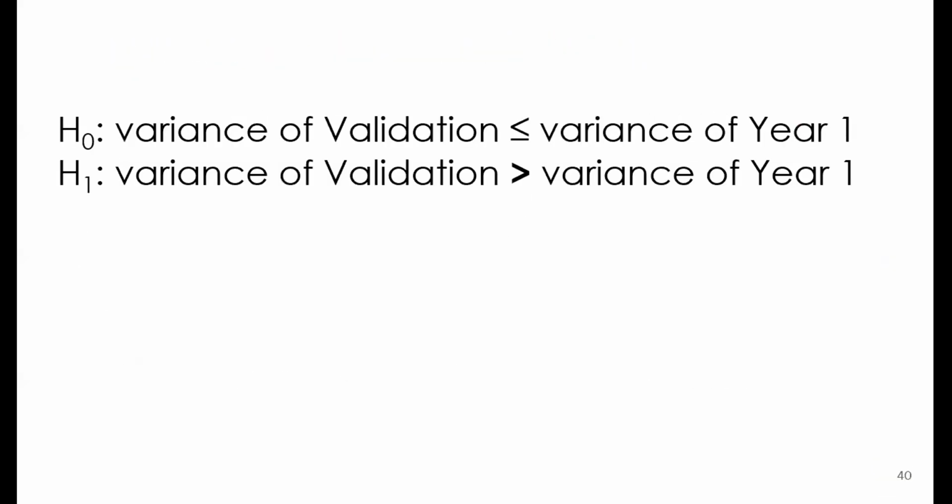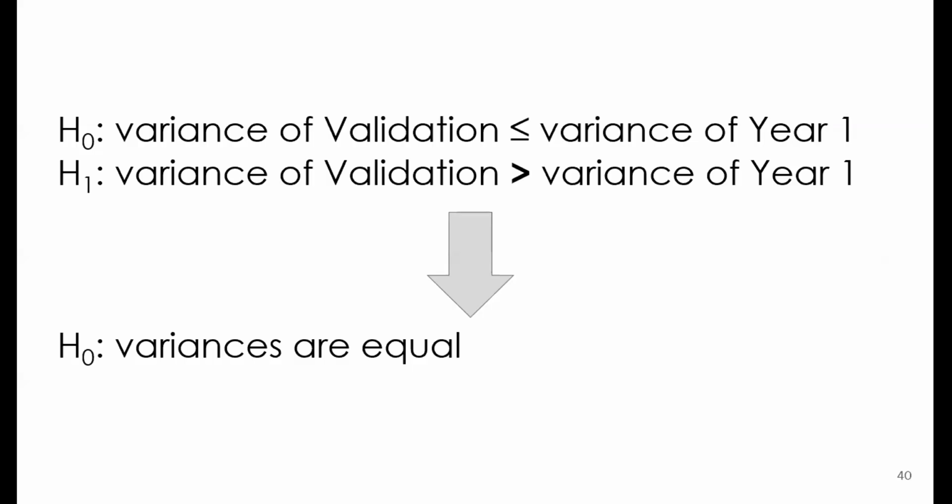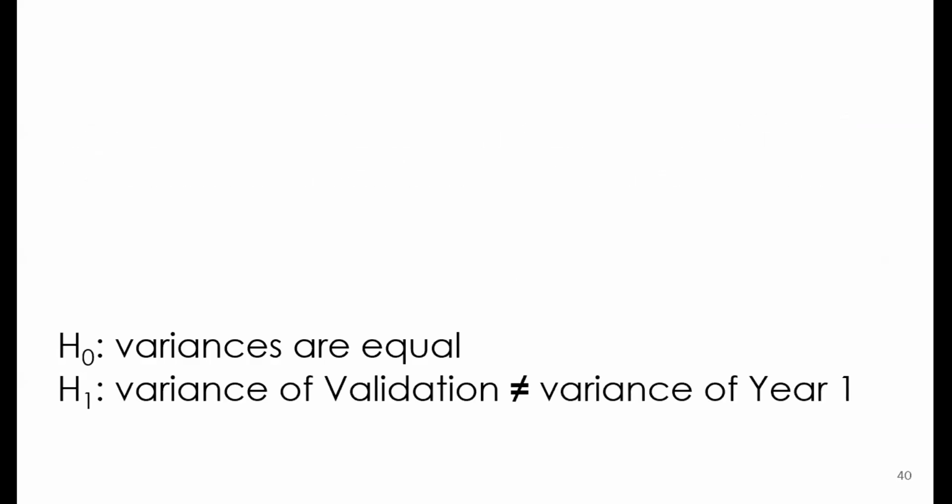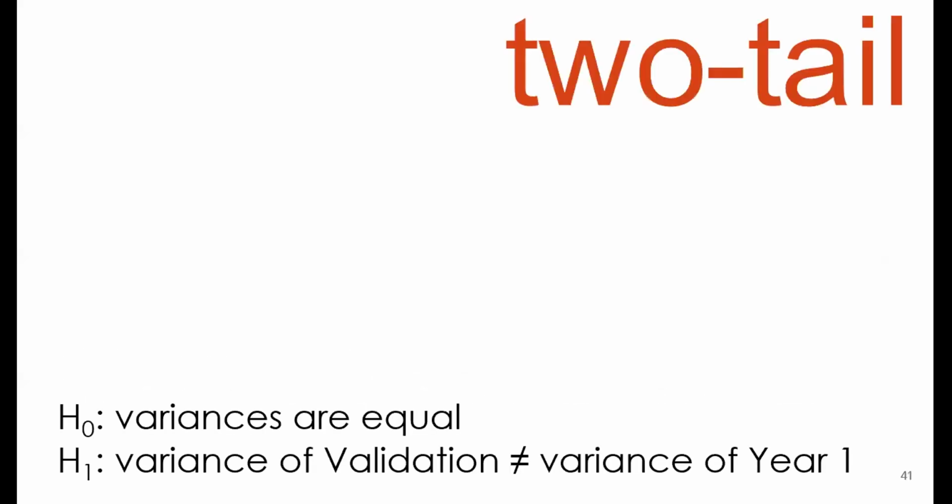So the actual hypotheses that we're working with is not that one is greater than or equal to the other. It's that they are equal. The null hypothesis is that the variances, or the differences, the dispersion, are equal, versus its alternative hypothesis that they're not equal, right? Not that one is greater than the other, just that they're simply not equal.